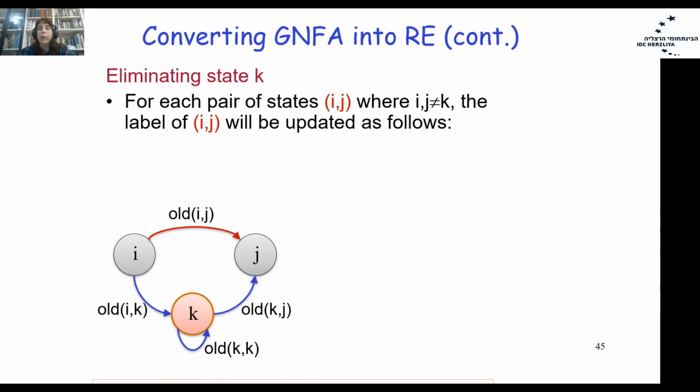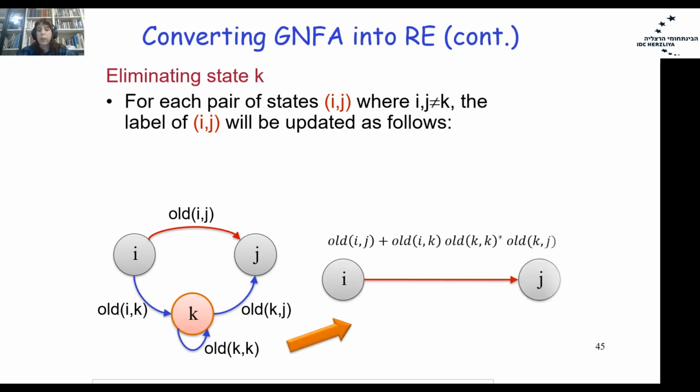When we eliminate some state K, we have to write the correct notation and update our labels. So we had a transition from I to J, old IJ, and now we want to delete the K state. If we delete the K state, we will have an additional transition from I to J, with the following notation: old IK, old KK star since we had a loop, and old KJ.